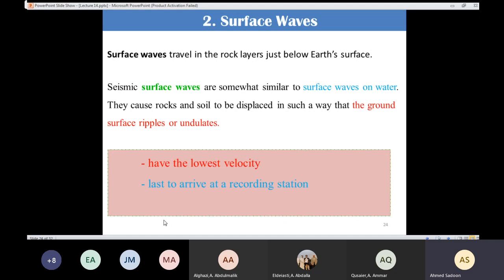And also, they are the last to arrive at a recording station. Also, they are going to cause the greatest property damage, mainly because they take place on the surface of the Earth.